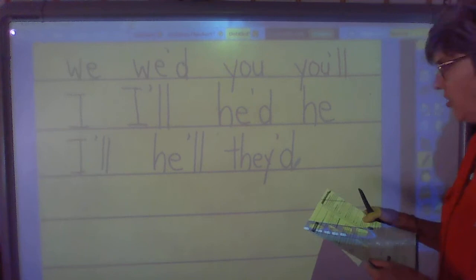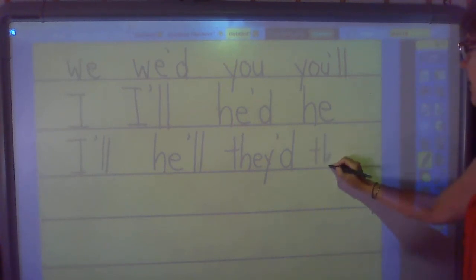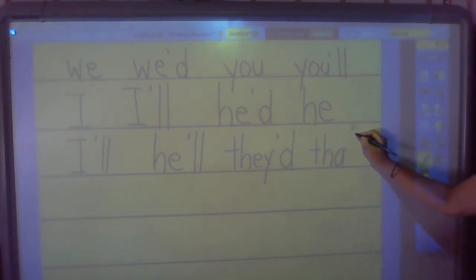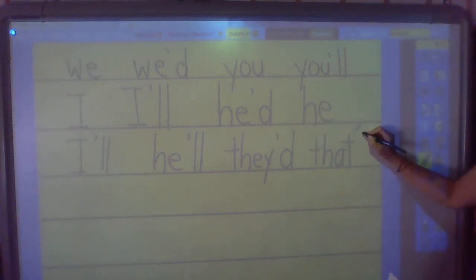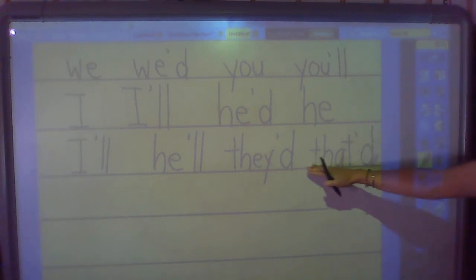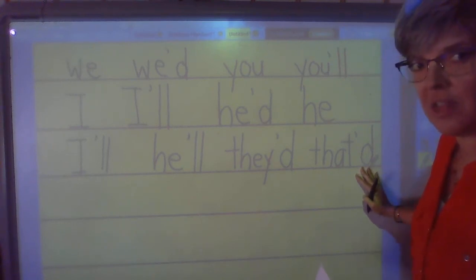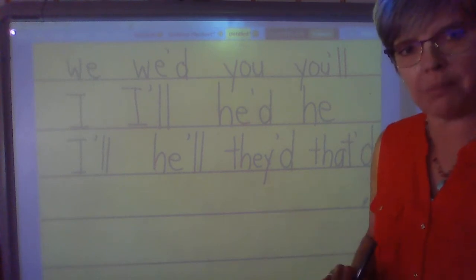And let's take a look at our next word. Sound, the. Sound, a. Blend and hold. That. Now we're going to turn that into a contraction. If I add an apostrophe and a D, our new word is that'd. Boy, that's a funny sounding word, isn't it? That'd. When you say that word by itself, you almost wonder what it even means.